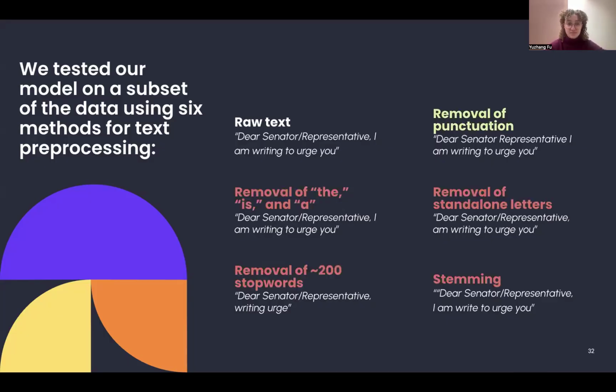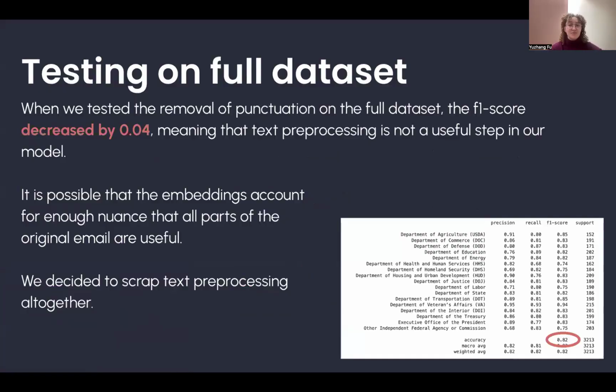On the smaller subset of our data, we actually found that our metrics decreased for all of the strategies except for the removal of punctuation, which increased a little bit. So then we decided to test the removal of punctuation on our full data set. And what we found is that it actually decreased our F1 score, meaning that text preprocessing is not a useful step in our model.